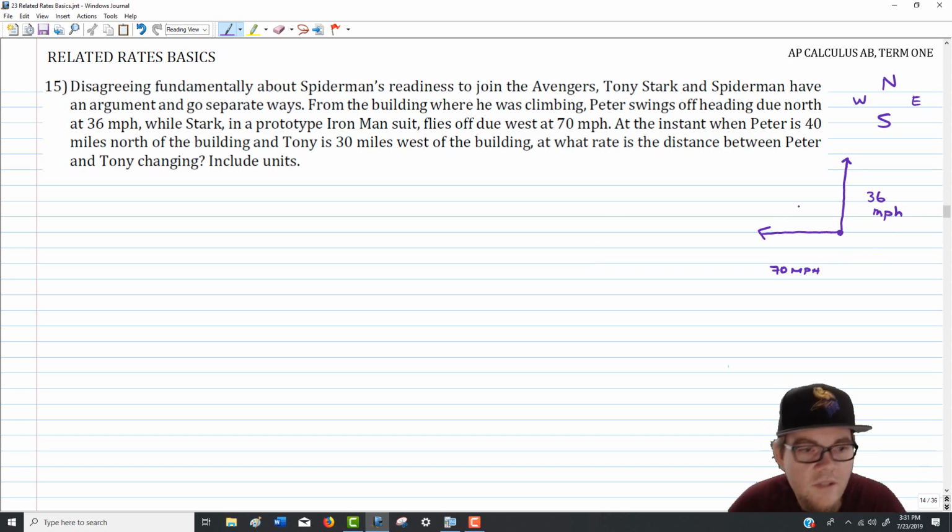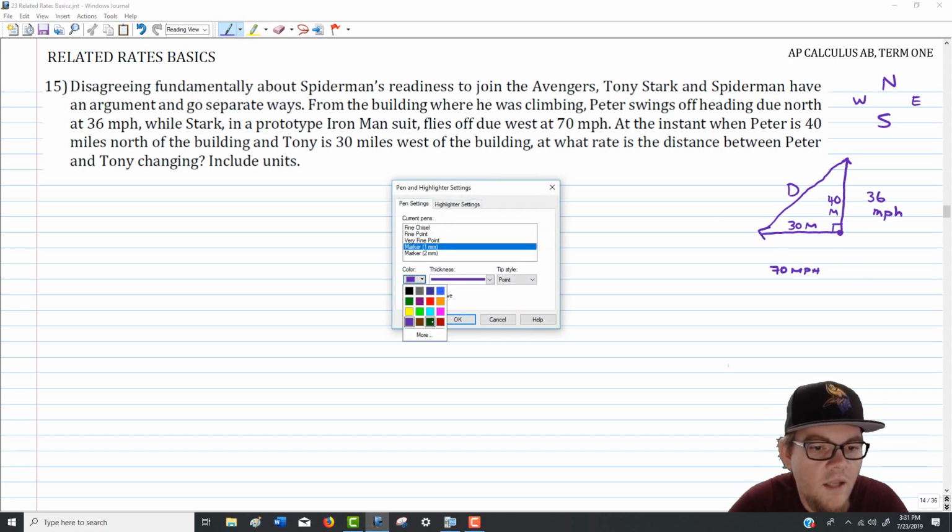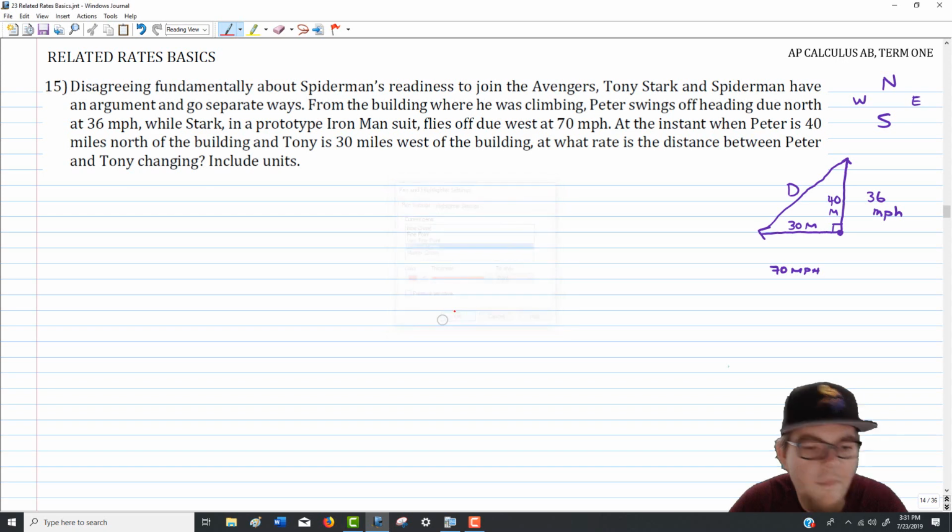And of course that means that there's a distance between them, and naturally that's what the question is probing for us. They're asking at what rate this distance, which I'm going to call d, is changing. At that instant, when it says Peter is 40 miles north of the building, so that's 40 miles. And then Tony is 30 miles west. So we know all that stuff. So that's what we were given. That's the diagram that we can set up based only on the given information. And that means then it's time for us to do the rest of the work ourselves.